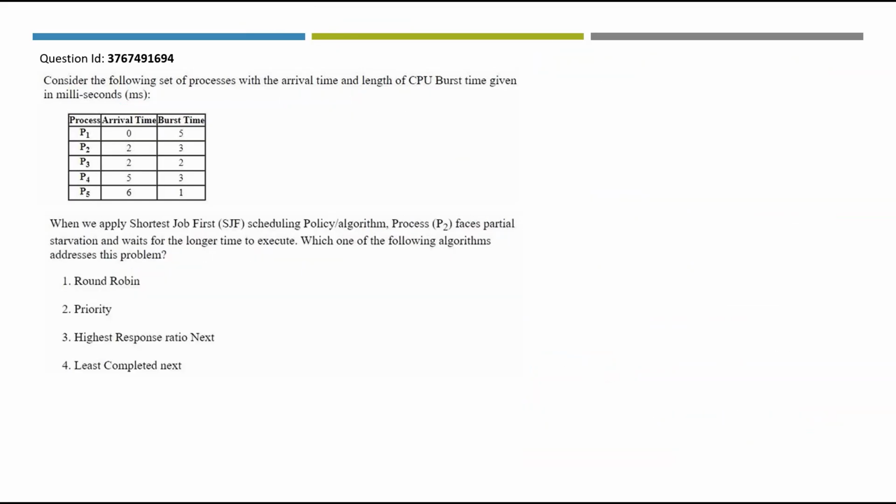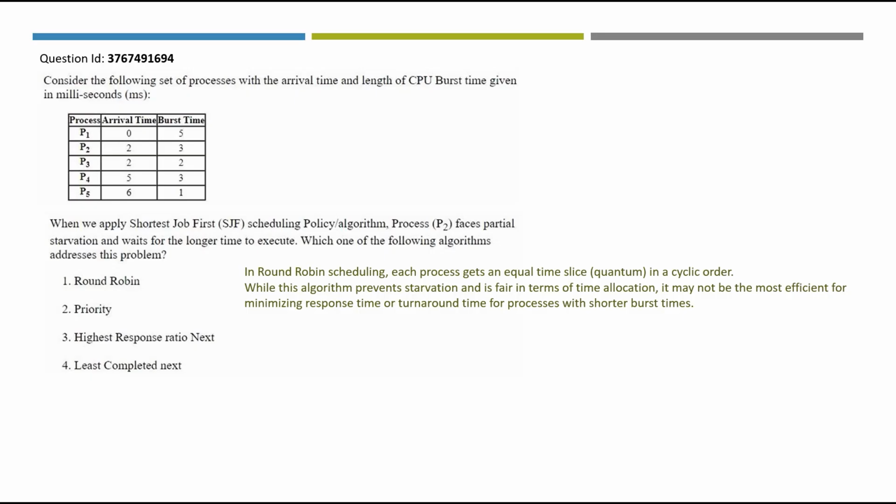Next question, in fact the final question of the set of 5 questions. When we apply shortest job first scheduling policy algorithm, process P2 faces partial starvation and waits for the longer time to execute. Which one of the following algorithms addresses this problem? So let's actually take every algorithm now.